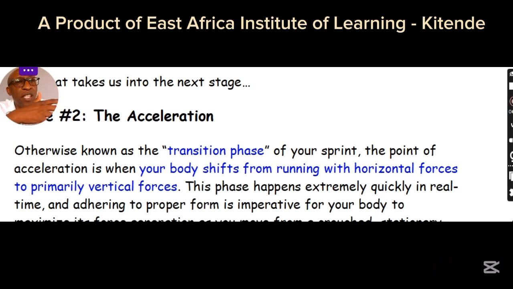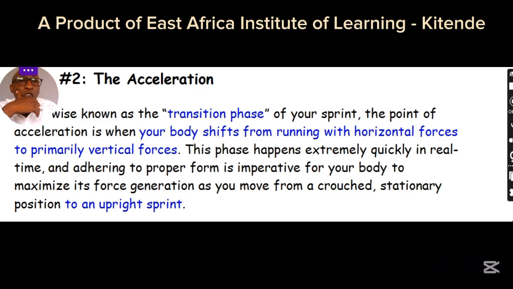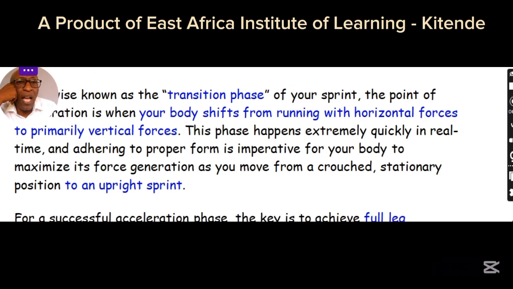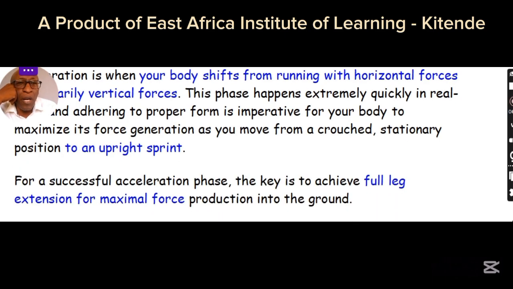In phase 2, some scholars refer to it as the transition phase of your sprint. Here, the body is accelerating. It's shifting from horizontal forces, and then the person is progressively rising up to vertical forces. In other words, the sprinter is progressively moving into an upright position.